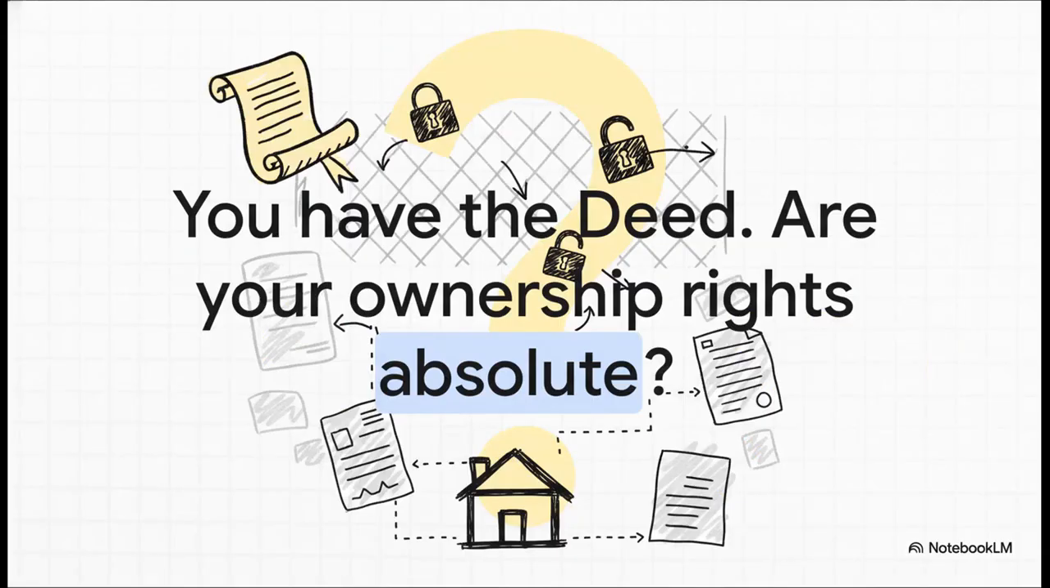So you get the deed to a property, that official piece of paper that says, hey, this is all yours. And it feels like you have absolute power, right? Like total, unrestricted control. But what if I told you that's not always the full story? What if there were other claims or rights that could limit what you can actually do with your own property? And in some cases, even put your ownership at risk.